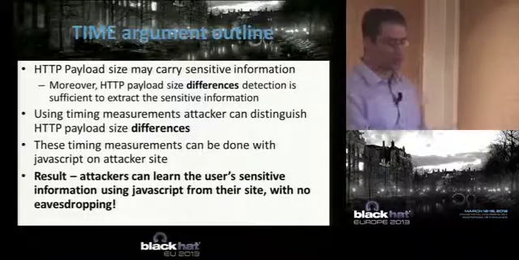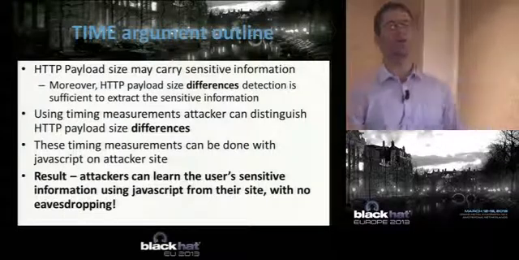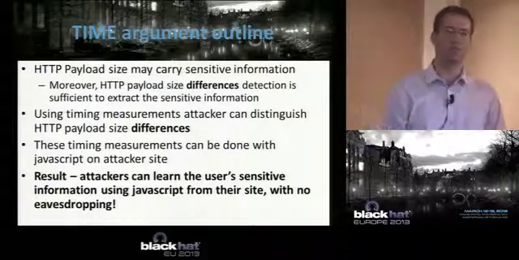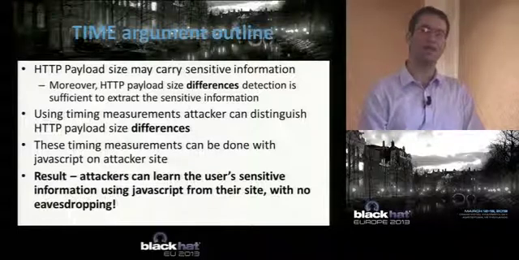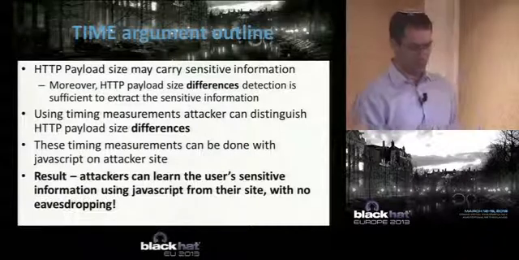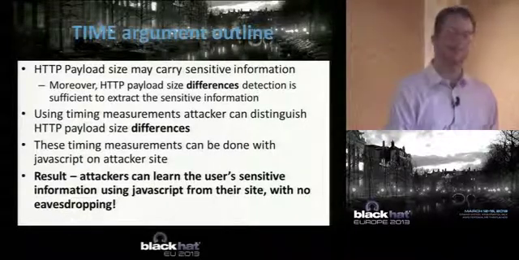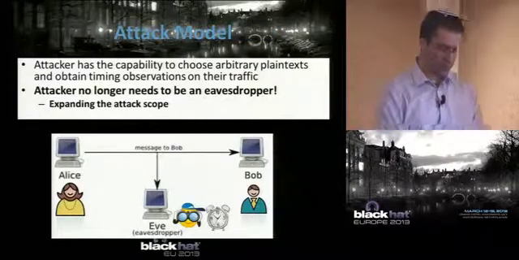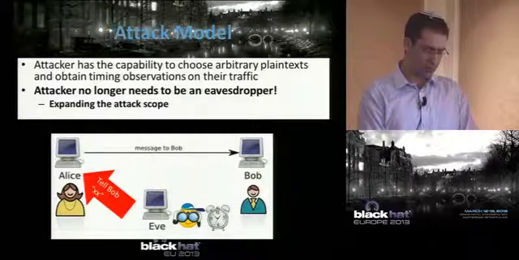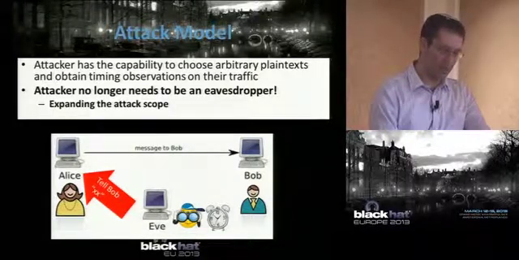And afterwards, we will see that using timing measurement, an attacker can distinguish those HTTP payload size differences. So you do not need to explicitly and directly measure the traffic size. You can just measure the timing of the attack. And finally, we will show that all of this can be done using JavaScript. So if we combine all of these claims together, the result is that attackers can learn the user's sensitive information using JavaScript from their site with no eavesdropping, which of course makes this attack much more practical. So in our new attack model we don't need any eavesdropping. We just need Eve to be able to tell Alice what to transmit to Bob, and that's it. And the rest will be taken care of with JavaScript on the website that Alice visits.